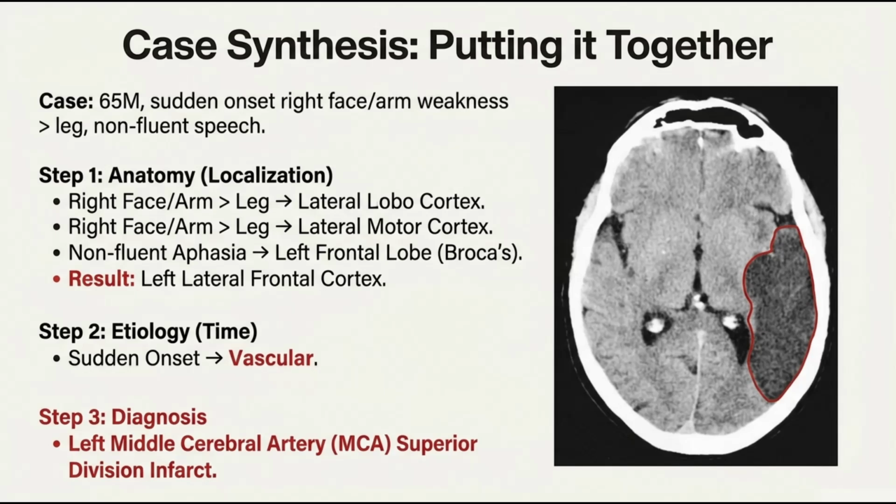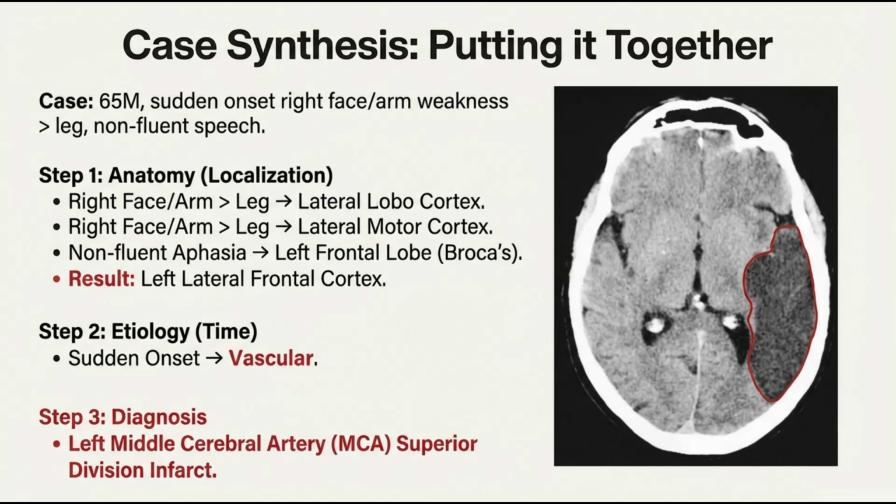Done. Now, step 2, etiologic diagnosis. What is the lesion? The history says sudden onset. That puts us on the most acute point of the arrowhead. That means vascular or trauma. The case doesn't mention trauma, so we're left with vascular. So we just need to know the blood supply. What blood vessel feeds the left posterior frontal lobe? That would be the superior division of the left middle cerebral artery, the MCA. So our final diagnosis is a left MCA superior division stroke.